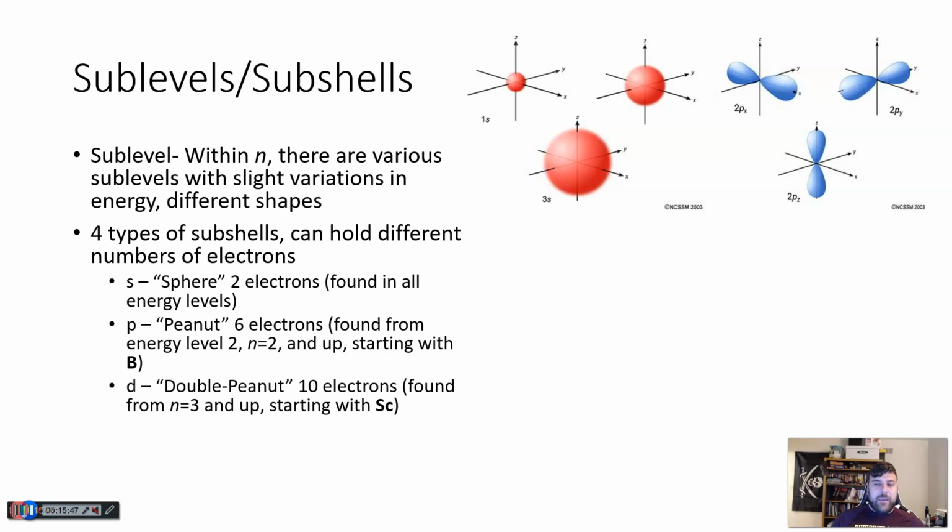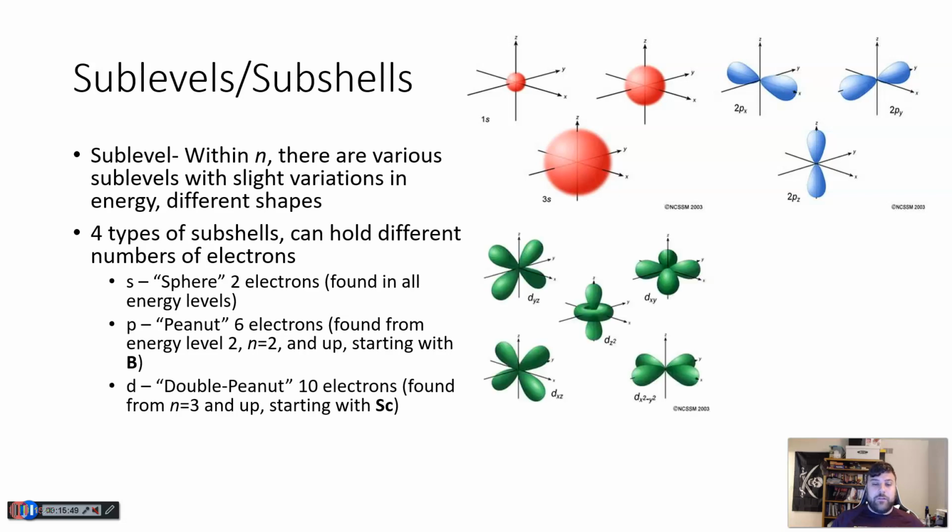The next is D, or double peanut. Once again, because of the shape, it looks like 2 of the peanut shells crossed. In this orbital, there can be up to 10 electrons. And this is found starting in energy level 3 and starting with the element scandium.